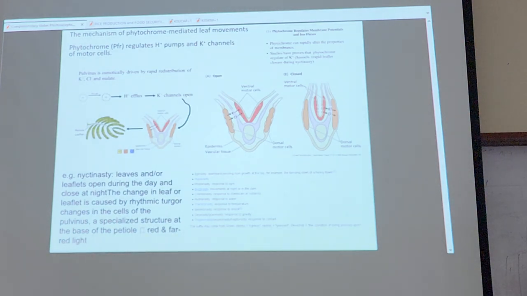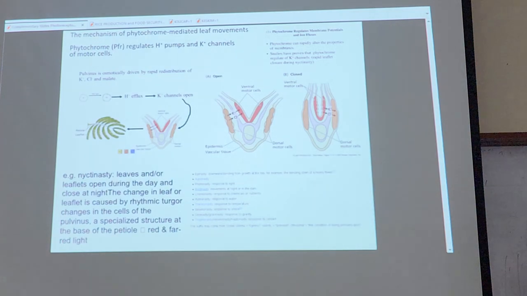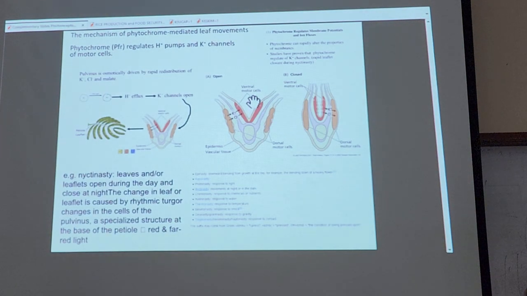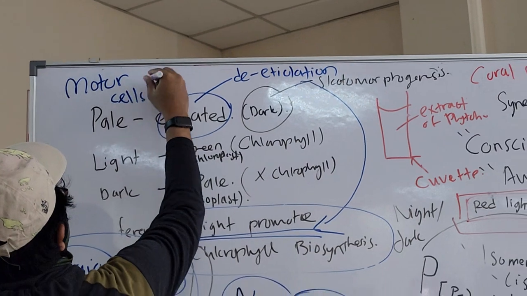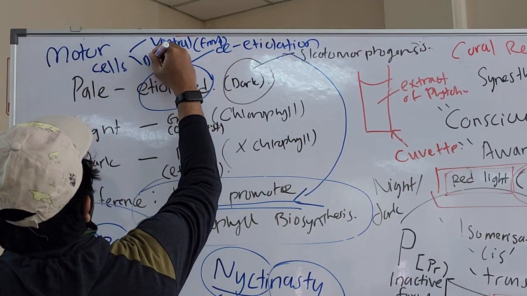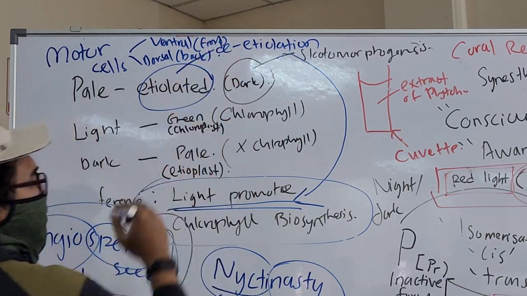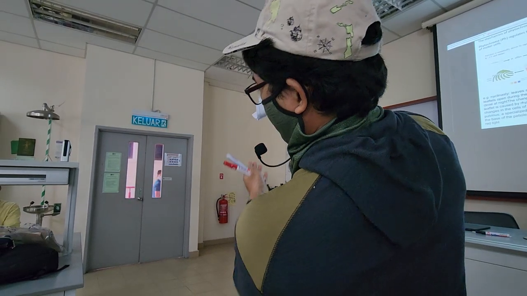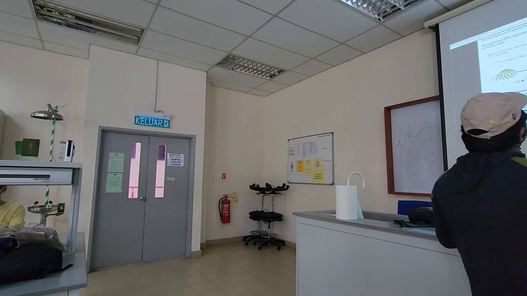When this happens, the cell will start to swell up, and it will push left, push right. That's why the leaves start to open. Like in this case here. The cells responsible for this are called the motor cells. There are two: ventral, front, and dorsal, back. So this is the cross section of your leaf. If this is your leaf, this is the base of the leaf and this is the tip, looking from the front here. So this is how the leaf knows how to open and close.